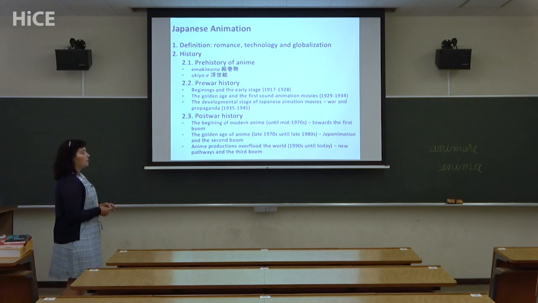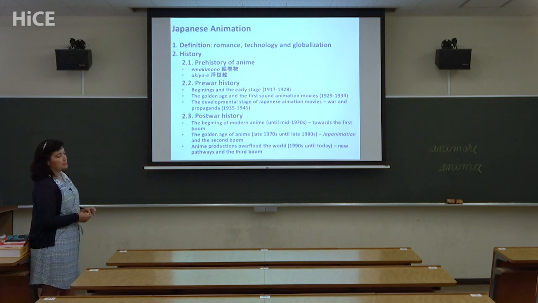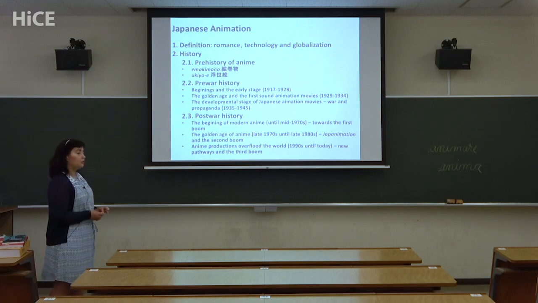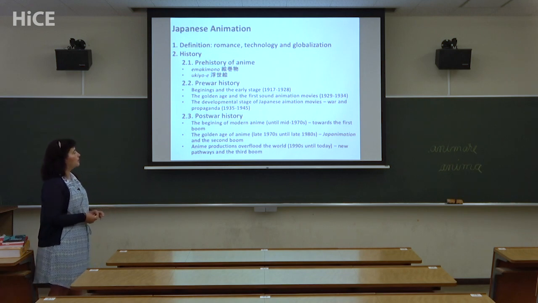So emakimono is one source, and then ukiyo-e, literally translated as images of the floating world, from the Edo period, so the 17th, 18th, and the first half of the 19th century.